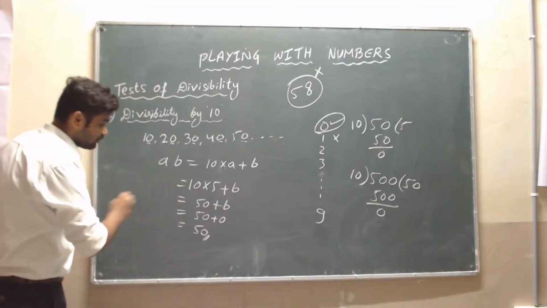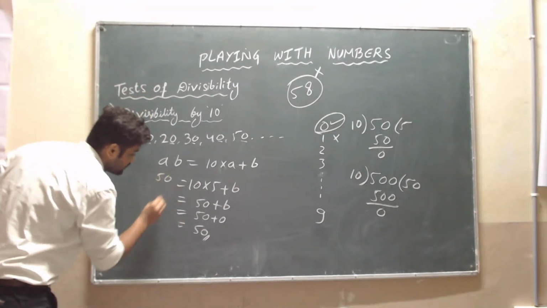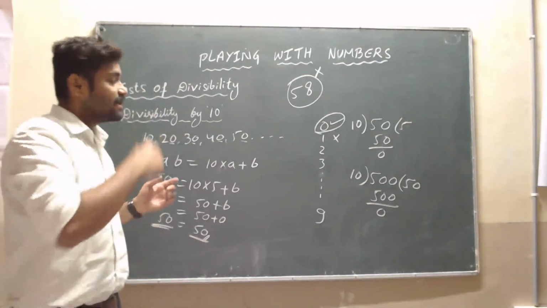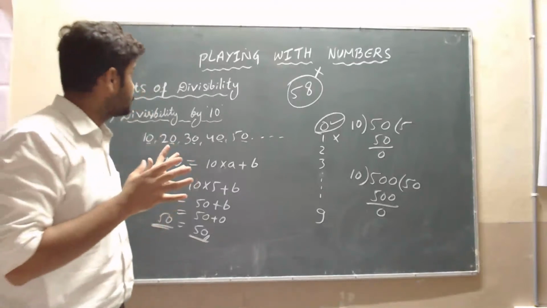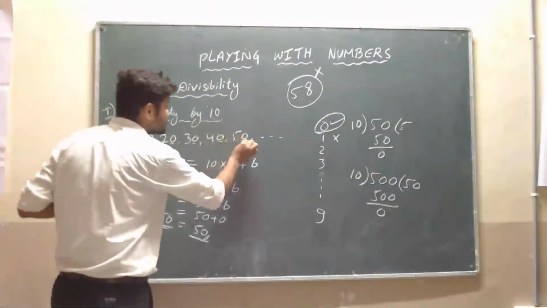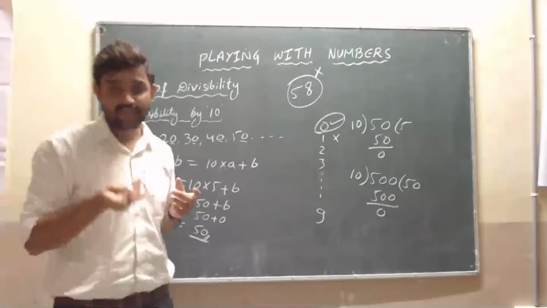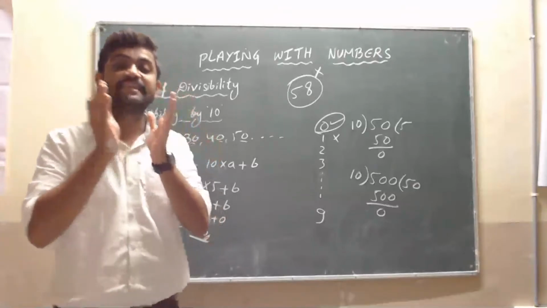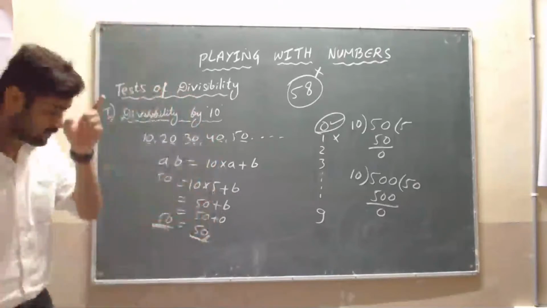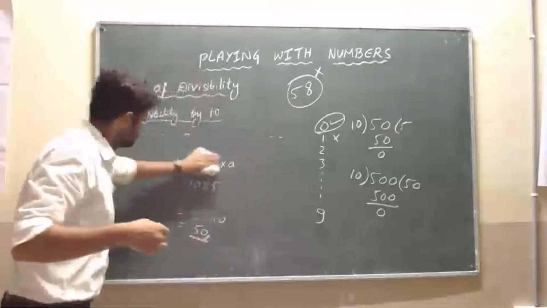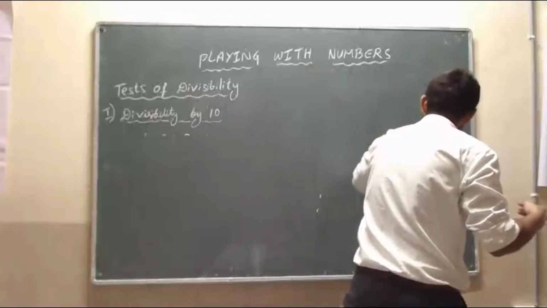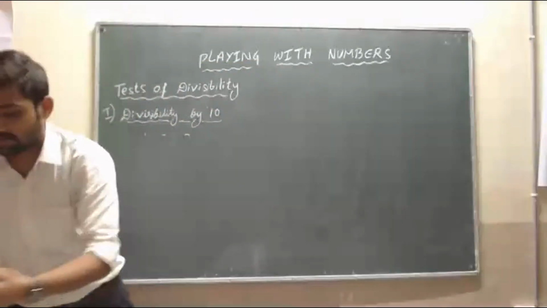This is the rule, and AB becomes 50. I conclude that a number having 0 at its ones place, its units place, is easily divisible by 10. Do you understand? Yes, I will give some examples. It is very easy, so concentrate here.